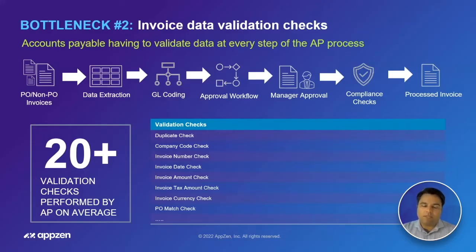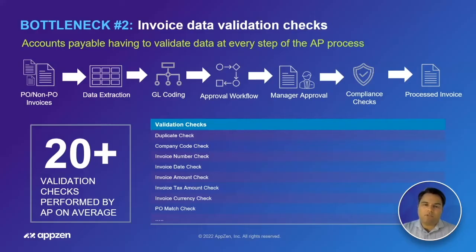So this creates major headaches for AP, because if you look at a typical AP process, then AP is actually doing more than 20 plus validation checks on the data on an invoice, on every invoice, literally every day. And those checks could be happening at different stages of the invoice processing process, meaning some checks need to be done when the data is extracted, other checks might need to be done when the invoice is approved, and there might be other checks that need to be done before invoice goes into the ERP system.